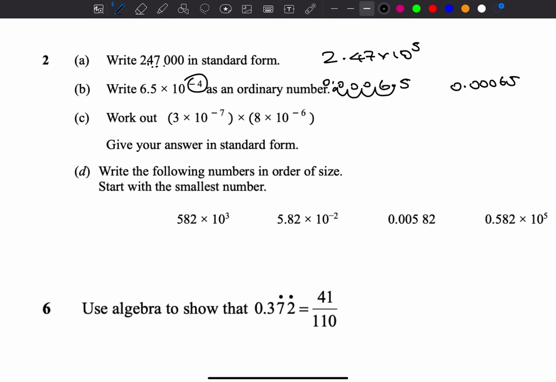Work out this answer. You multiply them. 3 times 8 is 24. When you multiply these, you add the powers. Times 10 to the power minus 7 add minus 3 is minus 10.